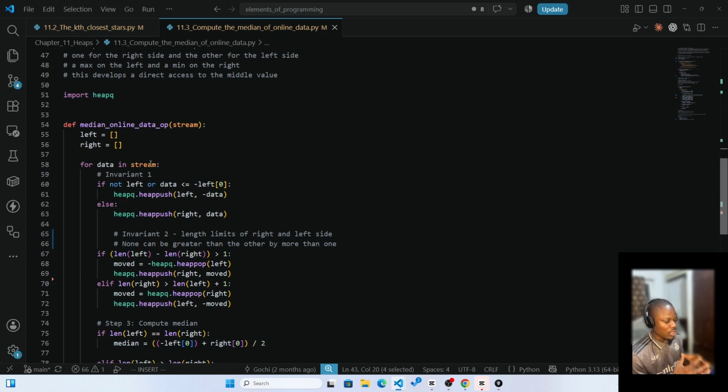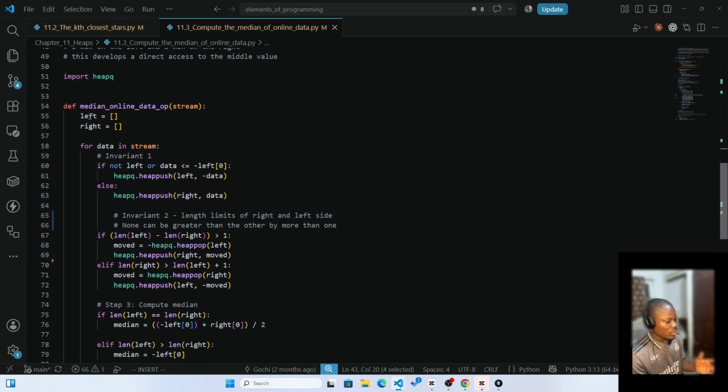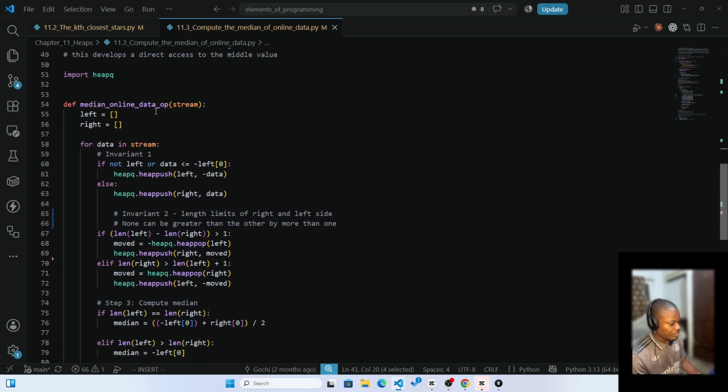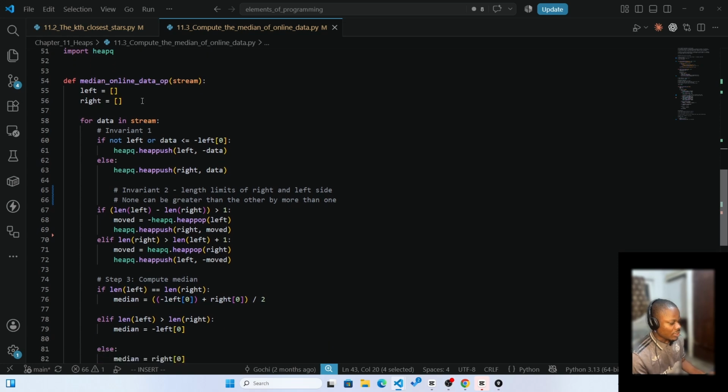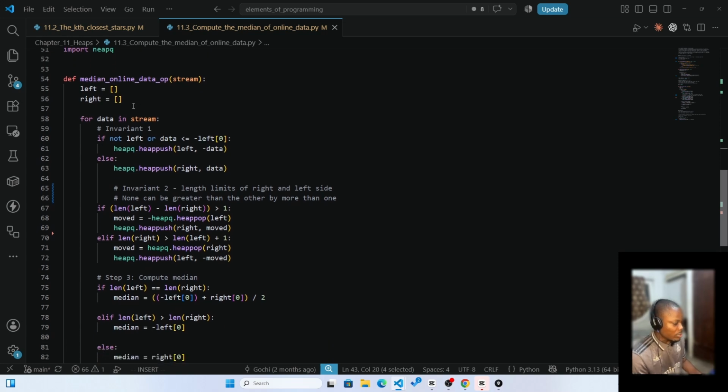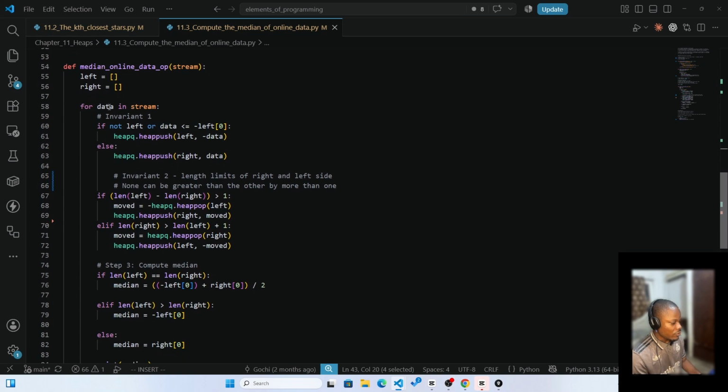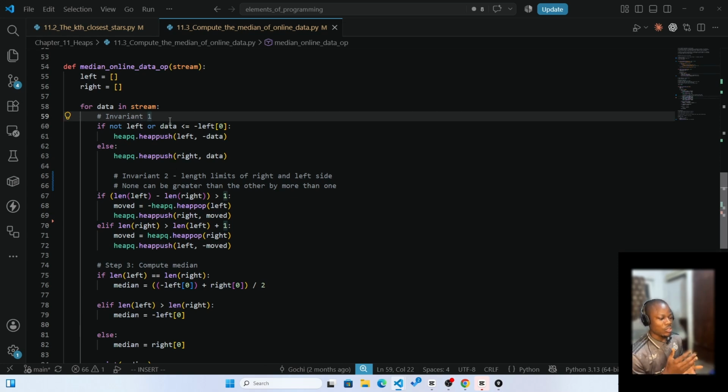But before we get to that, let's just look at the code and see what each part of the code means at least. So we say the median online data optimized. So we have a left and a right list. Obviously, we know at this point that heaps are represented by a list. And we say for data in stream, say invariant one. So basically, we say invariant one. What's an invariant? Invariants are conditions that remain true all throughout the code or all throughout the system. So they can't change. These values can't change. So that's why we call them invariants.